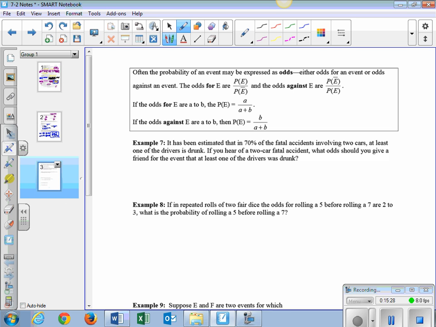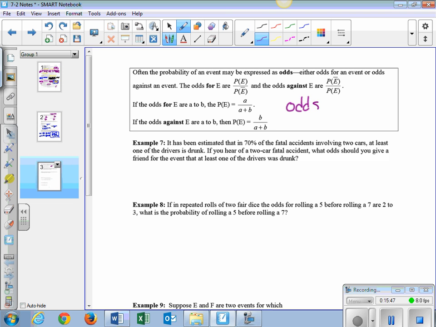Here's one way you can work the problem. For the odds for E that are A to B, the probability of E would be A over A plus B. The odds against it would be B over A plus B. And sometimes it just gets a little confusing. So I'm going to write it like this.